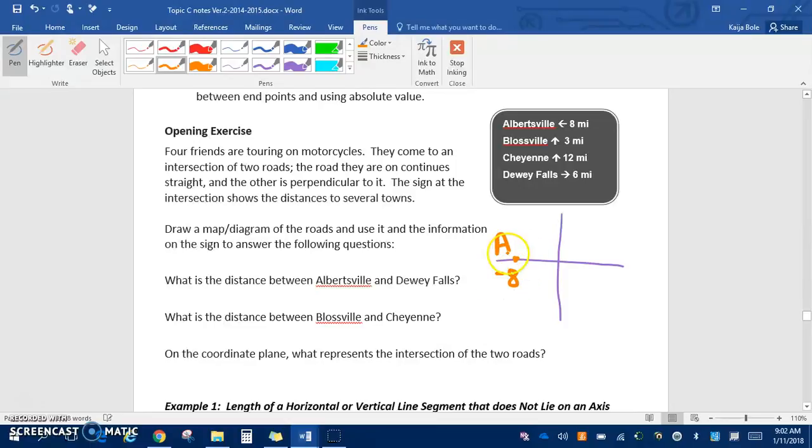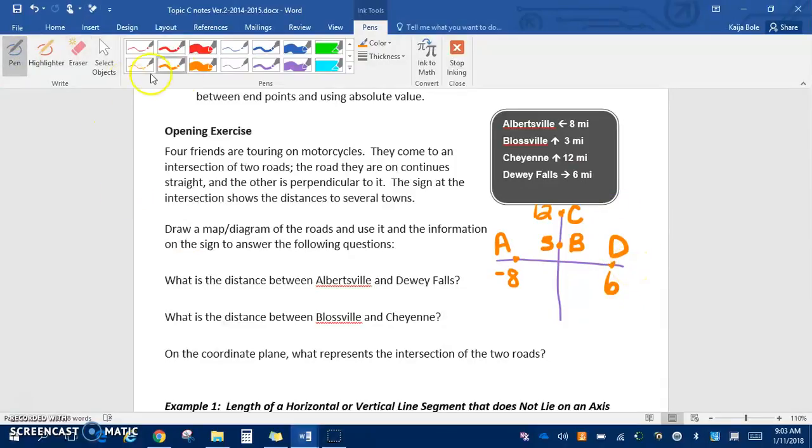-8. And now Blossville is 3 miles up or north, so I'm going to put a B right here, and this is at 3. And then Cheyenne is 12 miles north, so I'm going to put a C up here, and this is at 12. And then the last one, Dewey Falls, is 6 miles to the east. So I'm going to put a point out here, and then a D. Oh, that's not a very good D. Let me try again. I'm going to put a D, and then a 6.